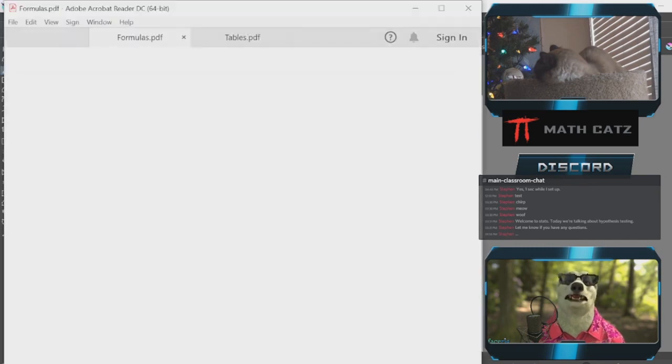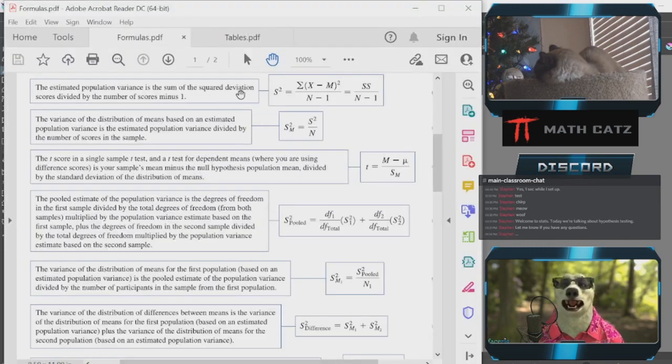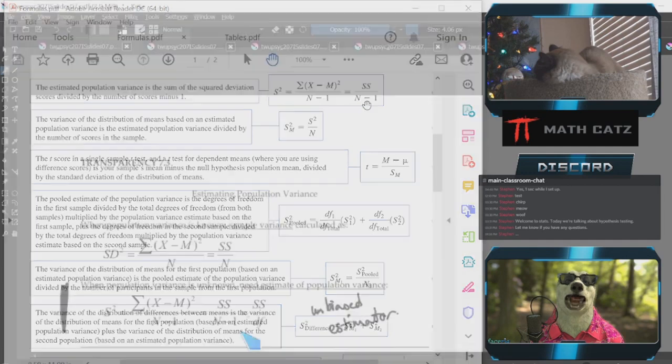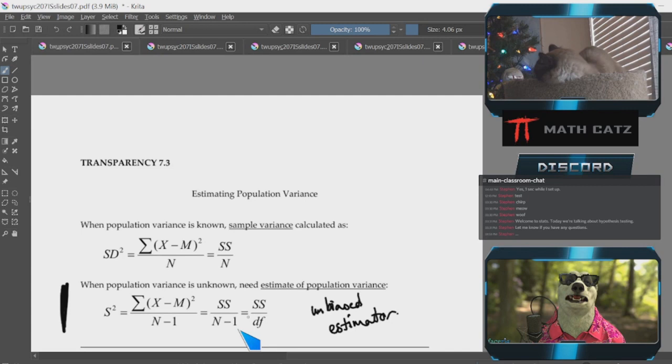Now, if you look at your formula sheet, it's over here as well, the estimated population variance, where I use the n minus 1. We call that the degrees of freedom, n minus 1. Because if I know n minus 1 things and the answer, then that last thing I am not free to choose. Degrees of freedom will come up a little bit more in future sections.